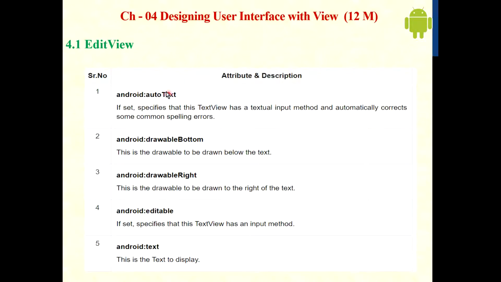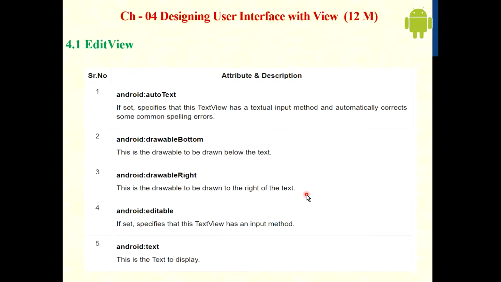Then here we have some attributes and descriptions of the edit text. First attribute is android:autoText. If we set this attribute, then it specifies that this text view has a textual input method and automatically corrects some spelling errors. So it can automatically correct the spelling if you set autoText true. Then android:drawableBottom, this is the drawable to draw below the text. Android:drawableRight, this is the drawable to draw to the right of the text.